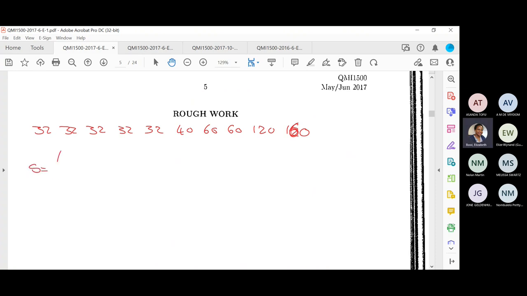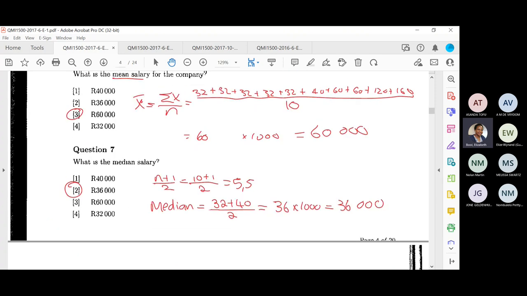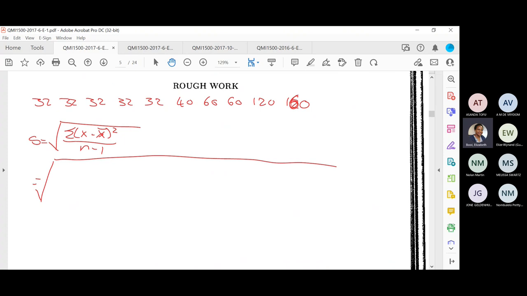So we know that our standard deviation is the square root of the sum of your x observations minus the mean, squared, divided by n minus 1. Remember, in this instance, we also need to find what the mean was. So the mean was 60. I'm going to use 60 instead of 60,000 so that the numbers can fit on here.